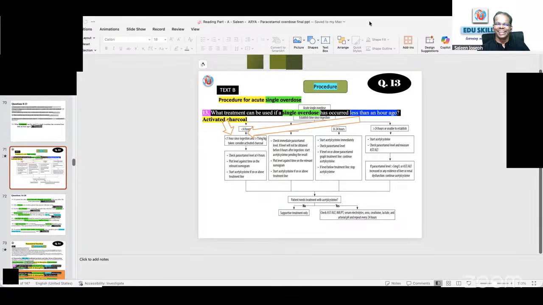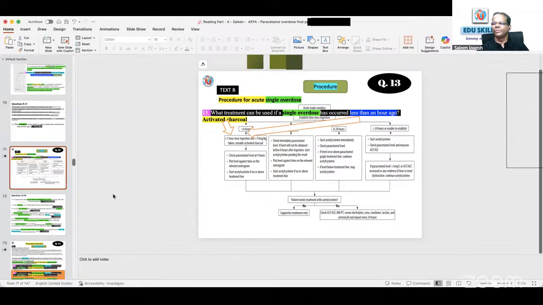Single overdose is also a clue. Where do you have the clue? In the paragraph. The heading is single overdose. That's why I said the headings are always important.